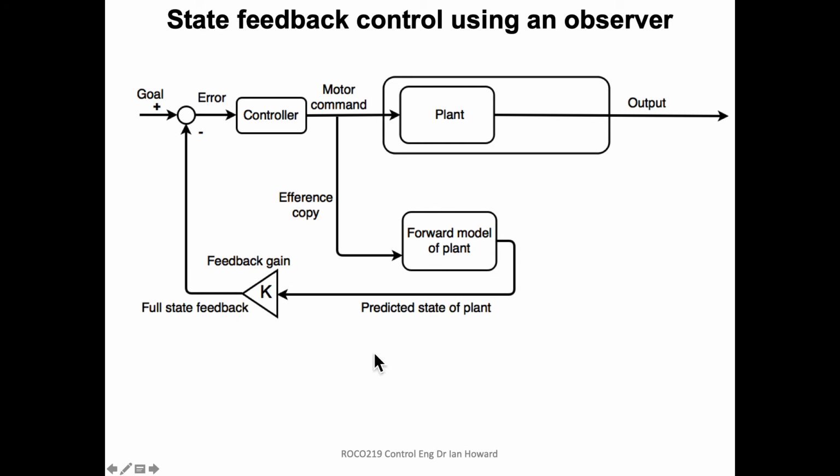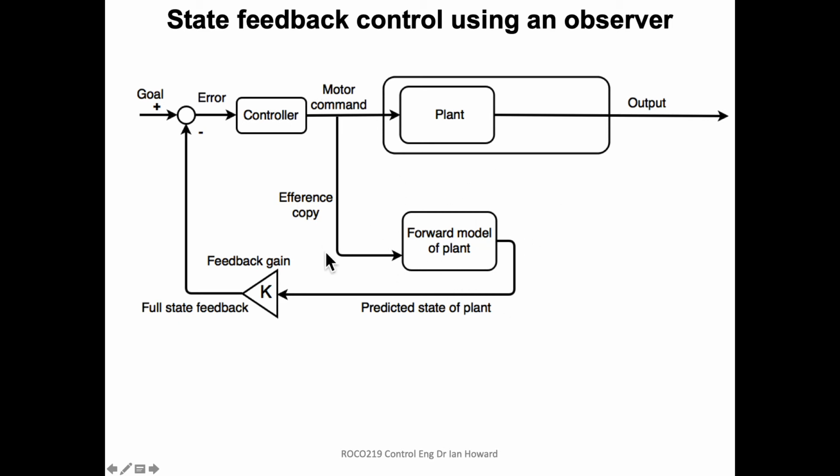So let's consider the situation now. We've got the plant, and let's say there are some state variables we cannot actually see. If this was an inverted pendulum, we could only see the angle, and we can't see the angular velocity of the pendulum. In this case, we can see the angle coming out, but we want both state variables.